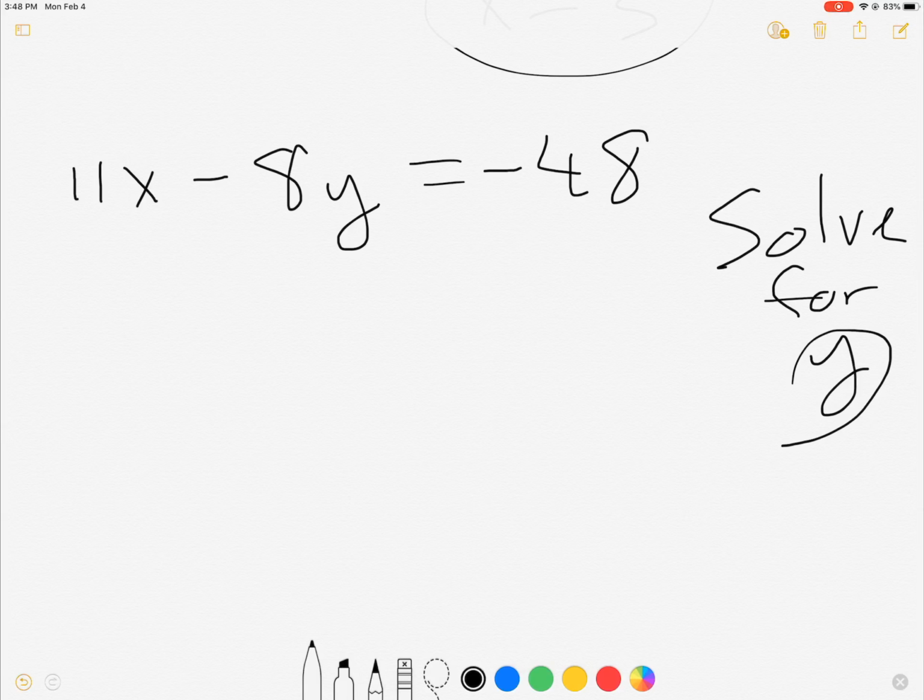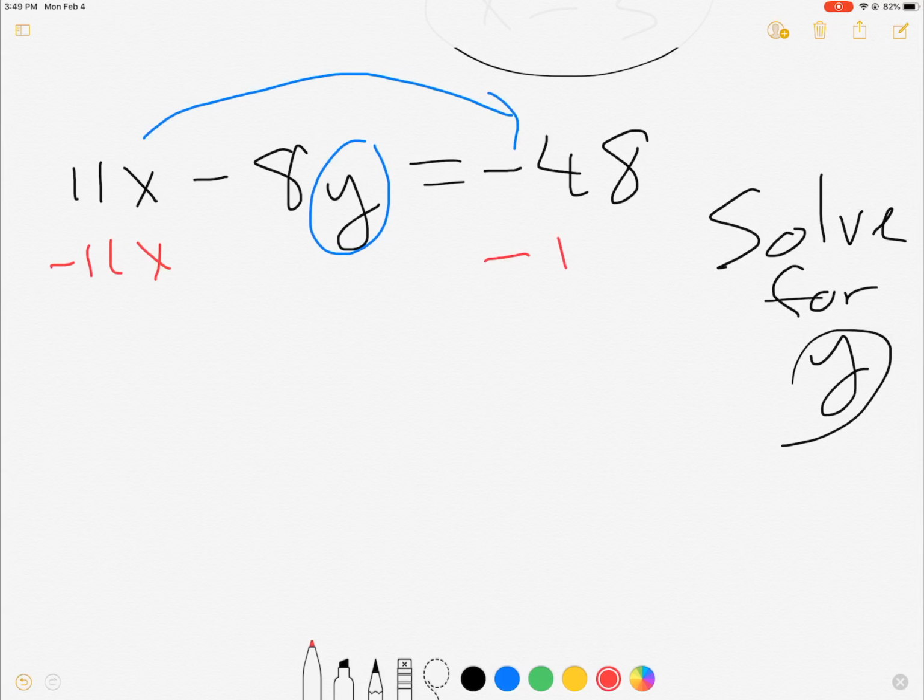Which means I need to make this variable equal to something, because I need to solve for y, and that variable has to stand by itself. So I do what I do when I solve an equation. I isolate the negative 8y first and foremost. So the first thing I need to do is move this all the way over here. How do I do that? Well, do just the opposite. So minus 11x on both sides. Minus 11x on both sides. So that's gone.